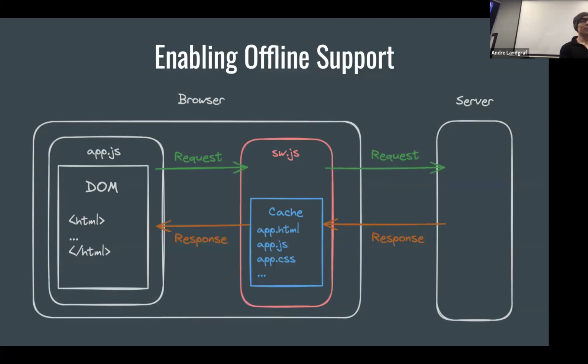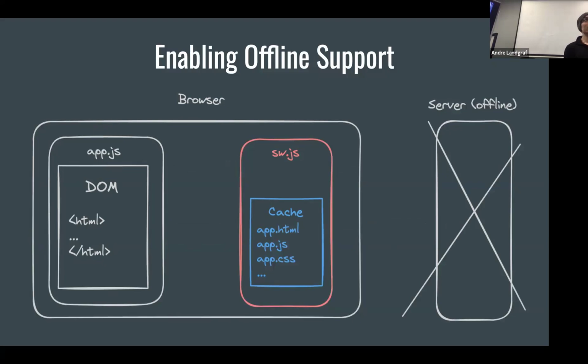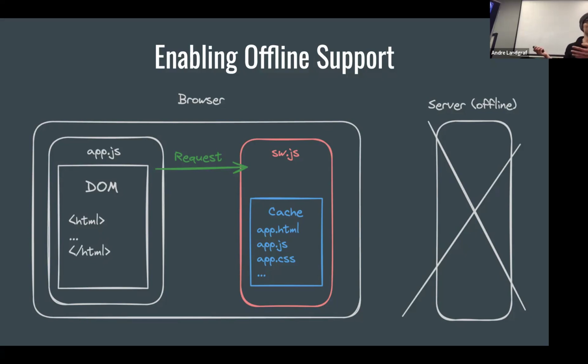Now, let's turn off the server, and then we'll make a request again. So now this time, the request goes to the service worker. The service worker will know that the server is offline, and it can do that by sending a fetch request to the server, and it's not going to get back a 200 response. So it'll know that the server is offline.